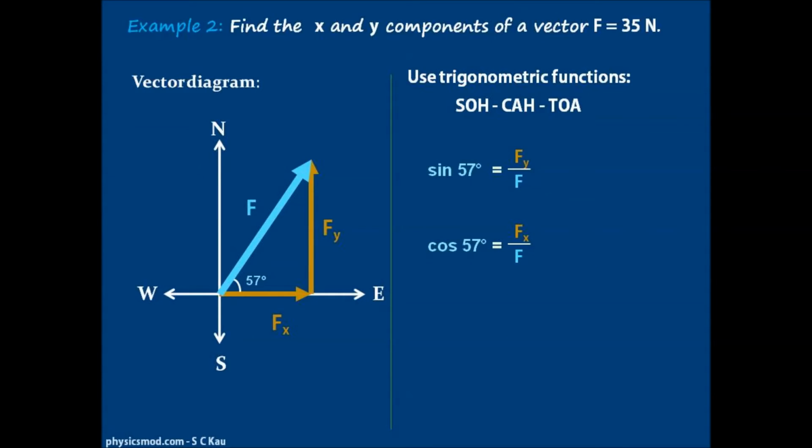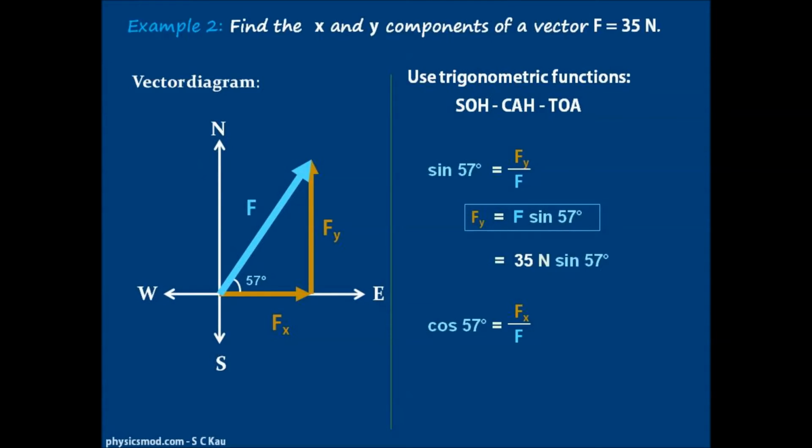Sine 57 degrees equals the opposite side fy divided by the hypotenuse f. Cosine 57 degrees equals the adjacent side fx divided by the hypotenuse f. From these equations, we can then solve for fx and fy.